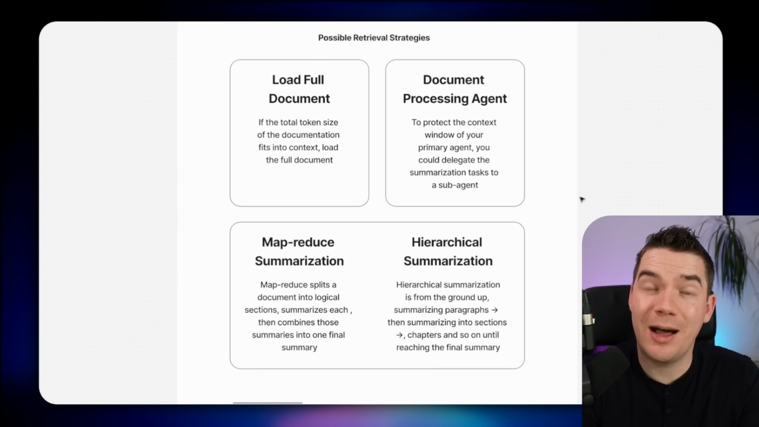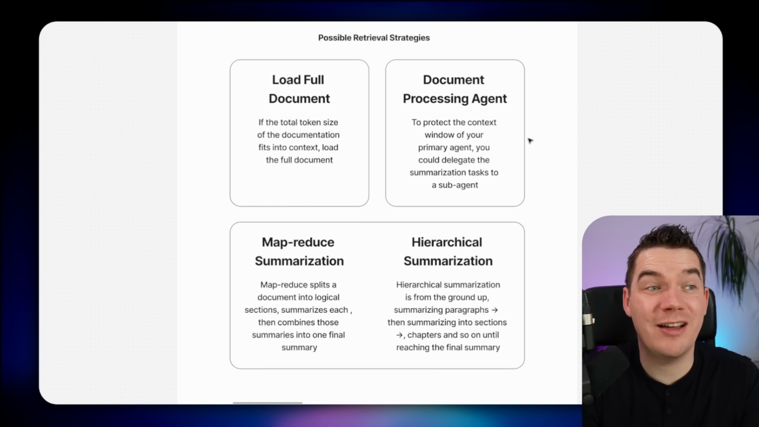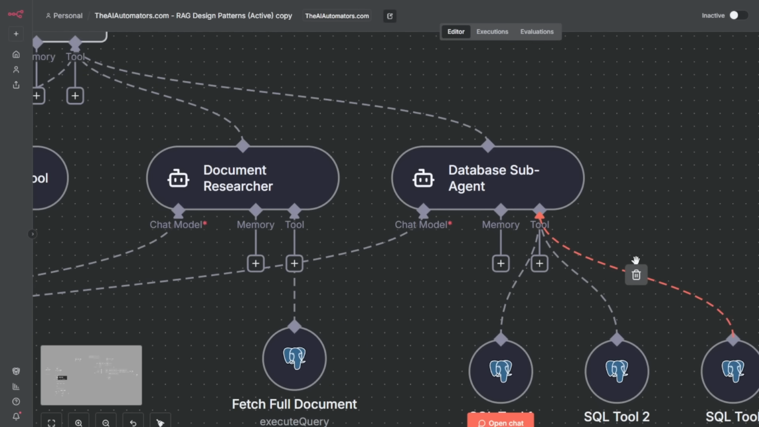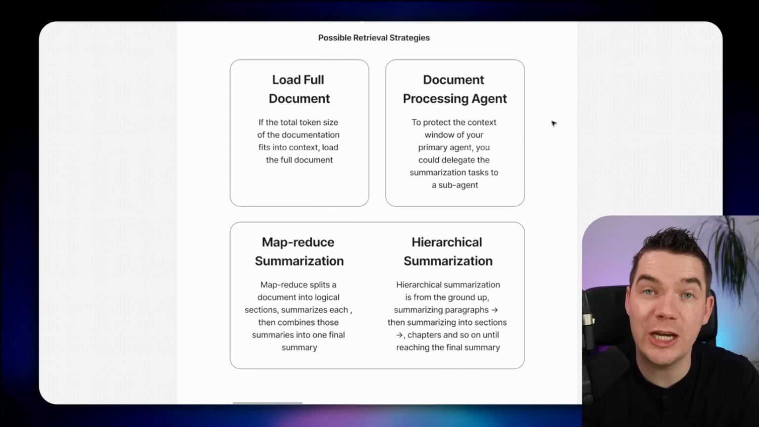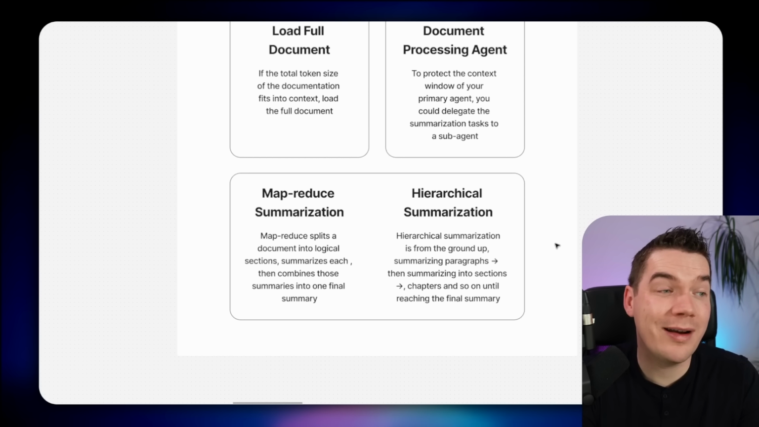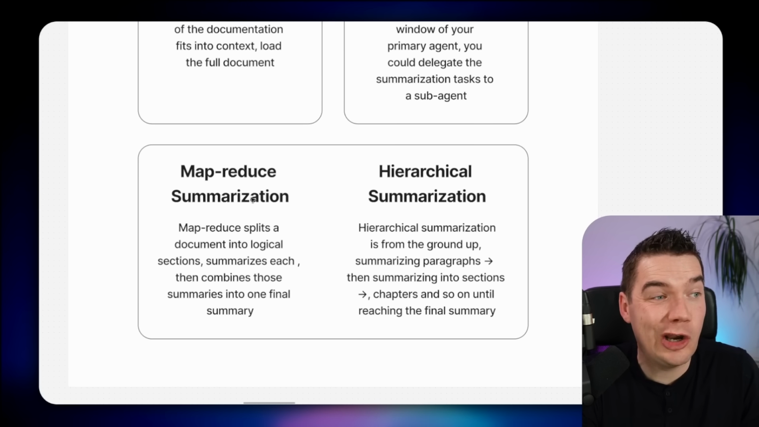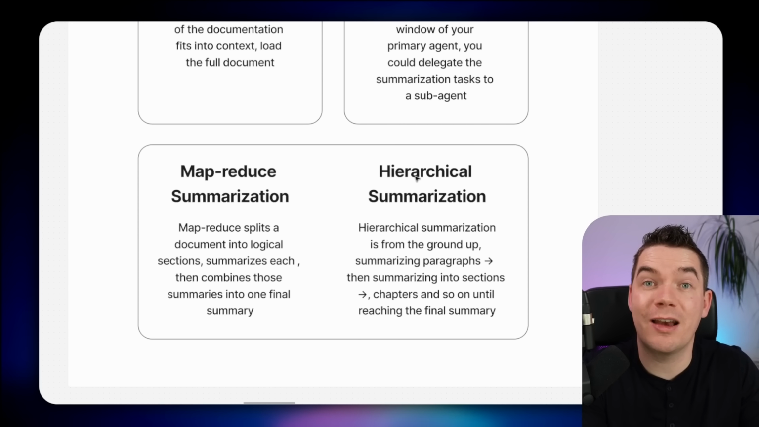Approaches to create a comprehensive summary of a report include loading the full document into context, or instead actually have a document processing sub-agent that you delegate the task to load the full document into context, and that way you don't pollute the full context window of your main agent to answer the question. But if you are dealing with documents that are just too big for an LLM's context window, you need to look at techniques like MapReduce summarization or hierarchical summarization. These are top-down and bottom-up approaches to summarizing large documents.